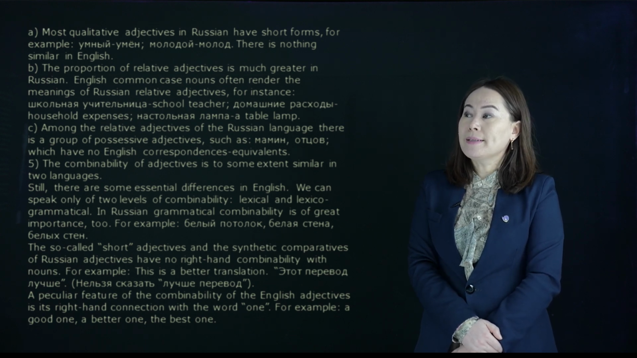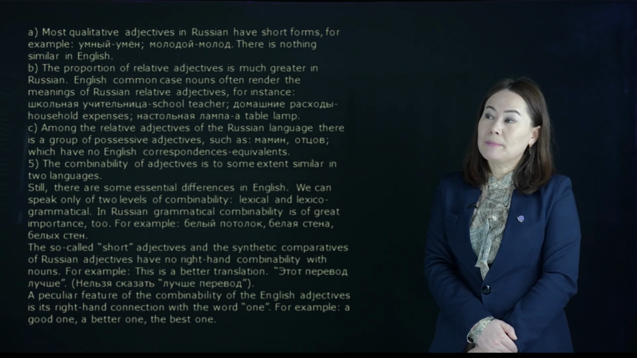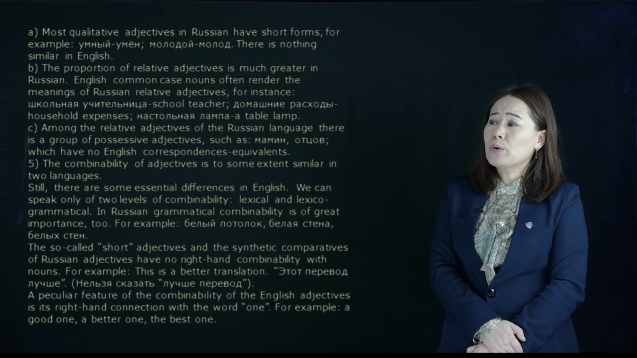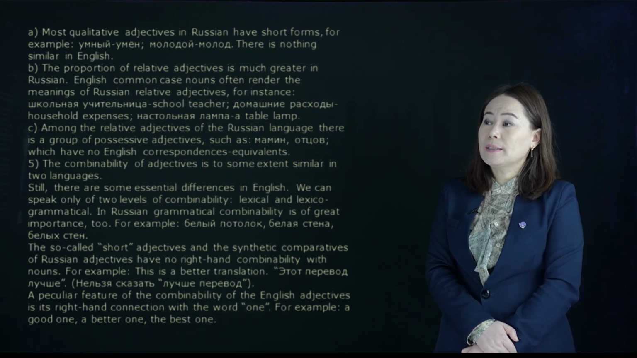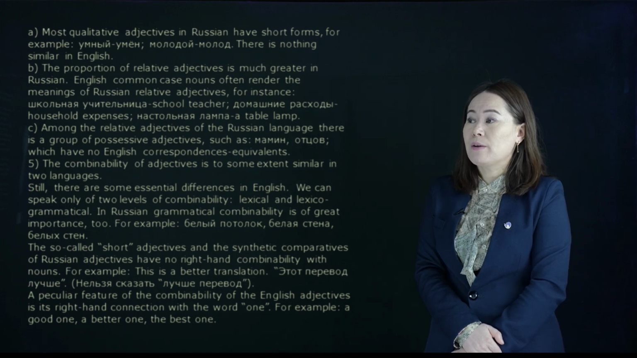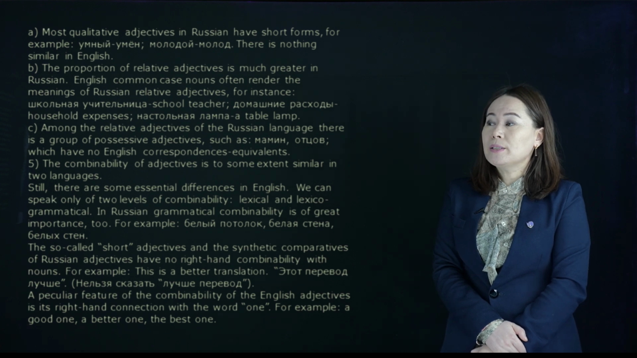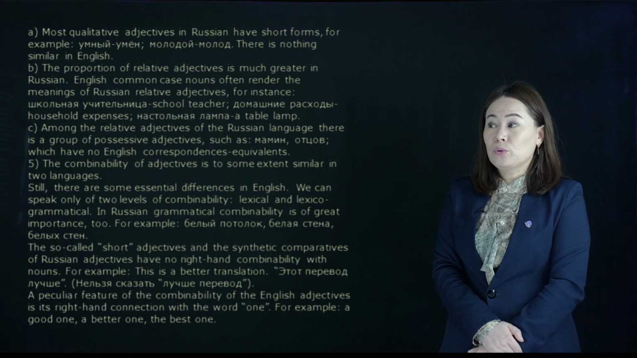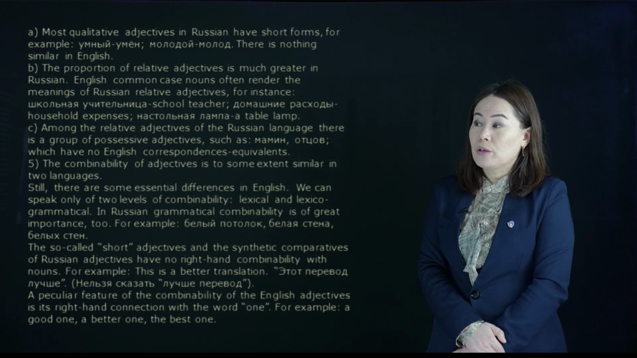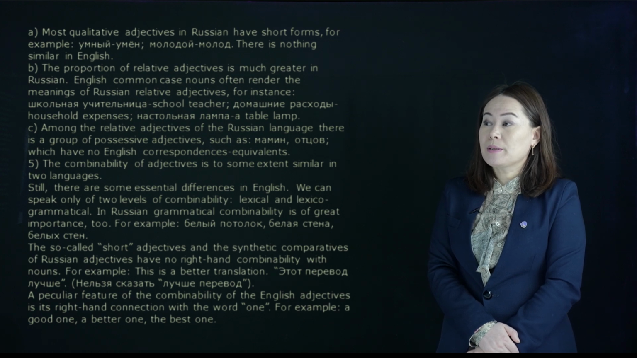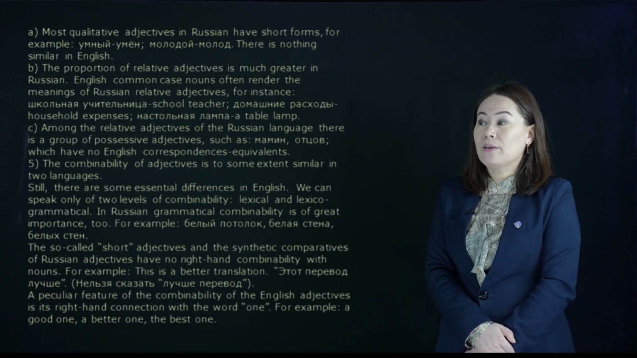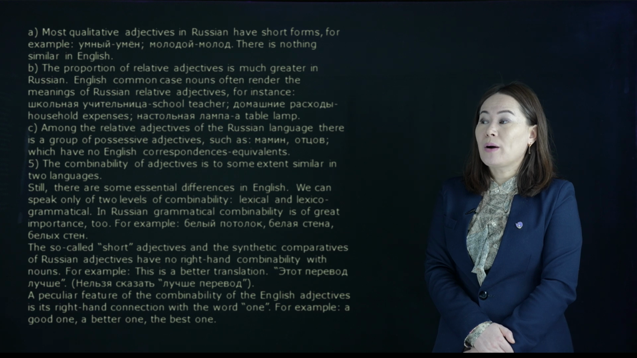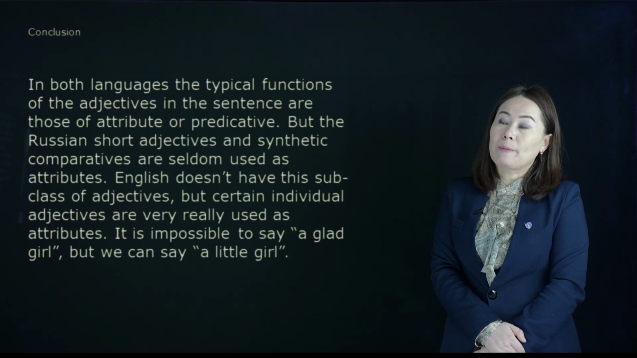The combinability of the adjectives is to some extent similar in two languages. The so-called short adjectives and the synthetic comparative of Russian adjectives have no right-hand combinability with nouns. For example, this is a better translation. Этот перевод лучше. Нельзя сказать лучше перевод. A peculiar feature of the combinability of the English adjectives is a right-hand connection with the word one. For example, a good one, a better one, the best one.